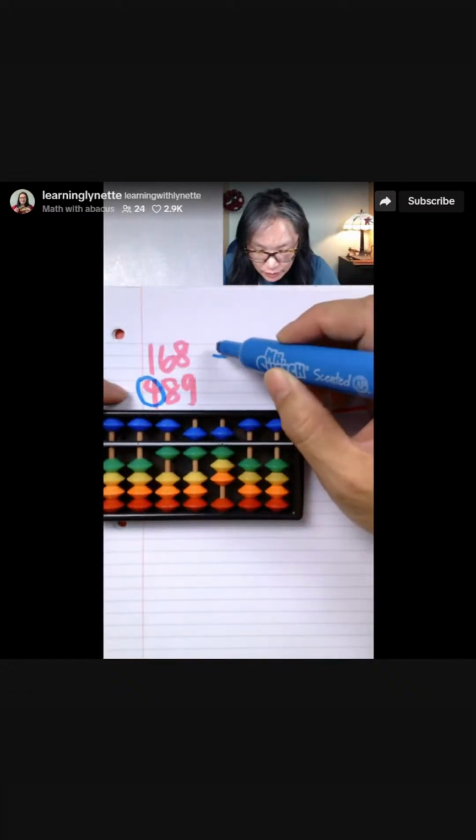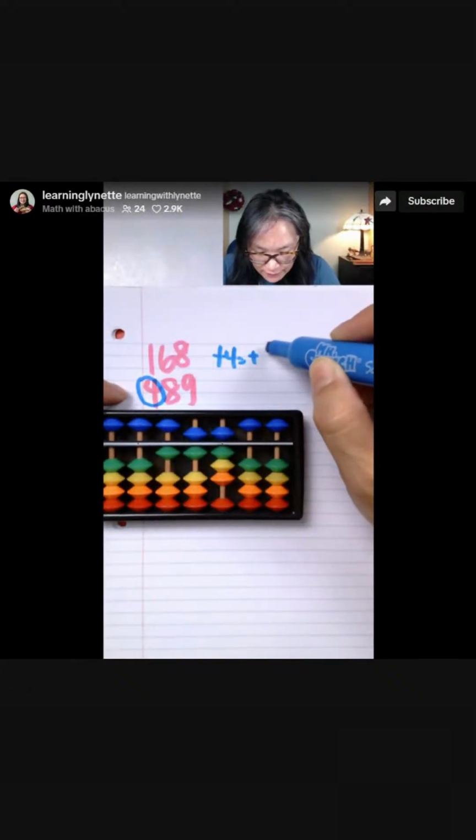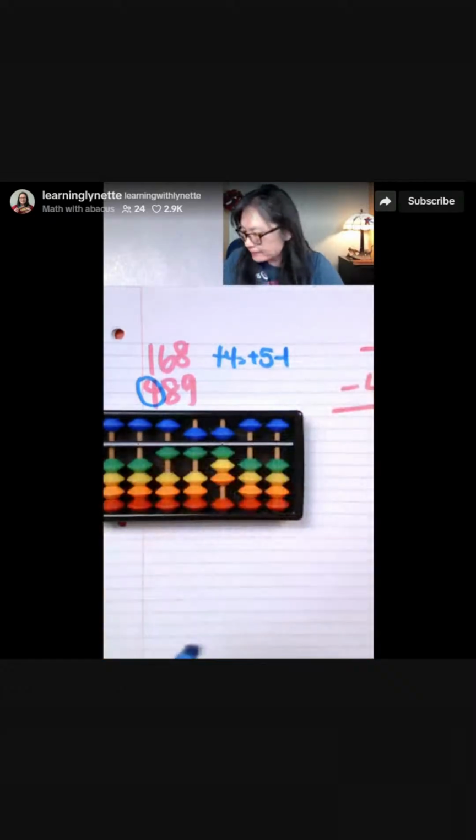Oh, I should do my little flippy things. I want to add the 4. I'm going to plus the 5 minus the 1. Now what I'm going to do? I'm going to do the 8.